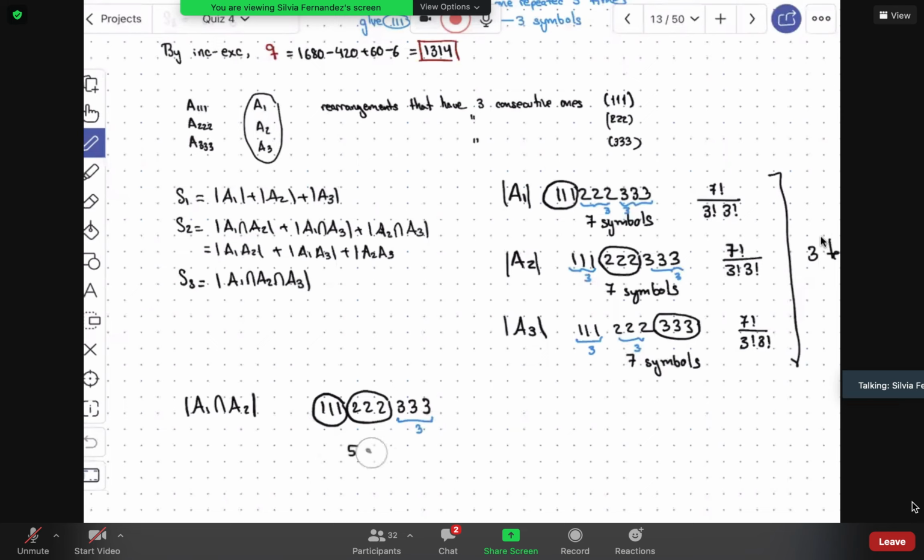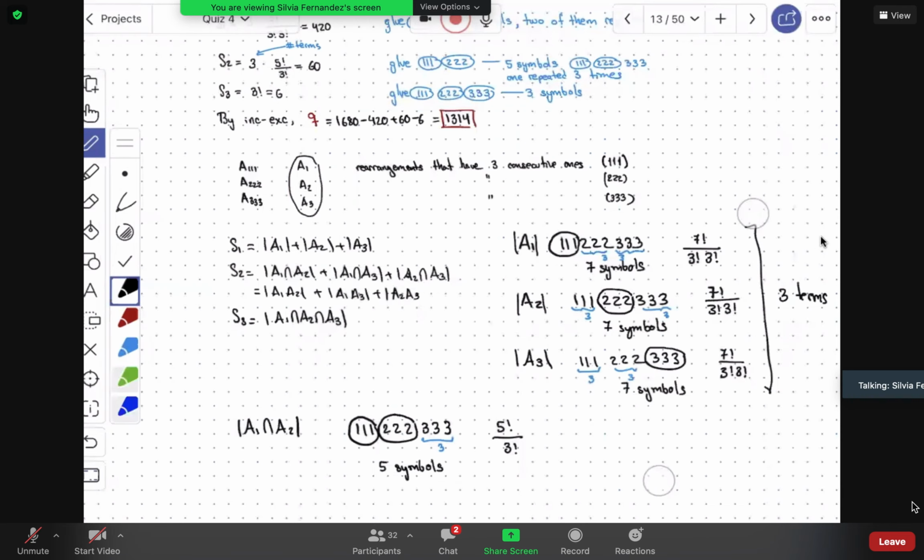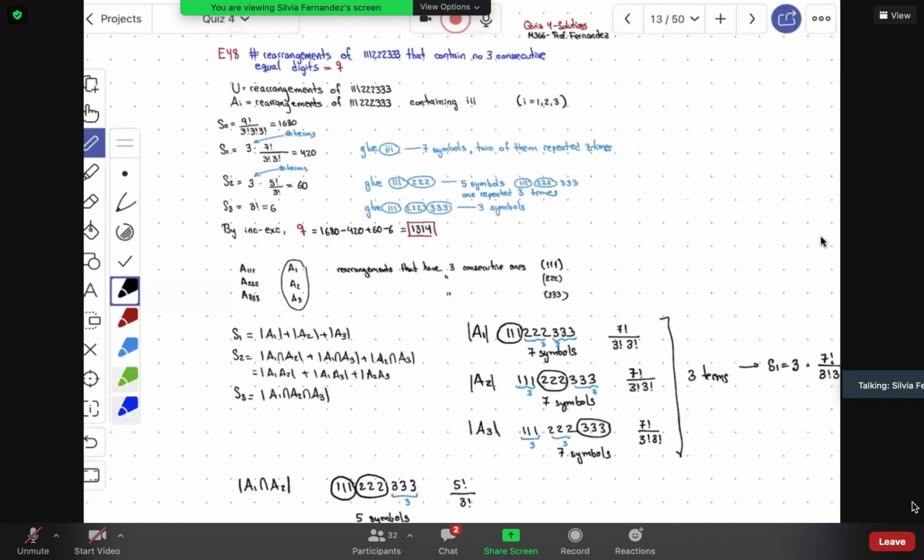I only have 5 symbols because when I shuffle things, I need to move all the ones together, all the 2s together, right? So these are my 5 symbols: 1, 2, 3, 4, 5. Okay, and so my counting will be 5 factorial divided by 3 factorial because there is one symbol that's repeated 3 times. And so that gives me this counting right here, right?